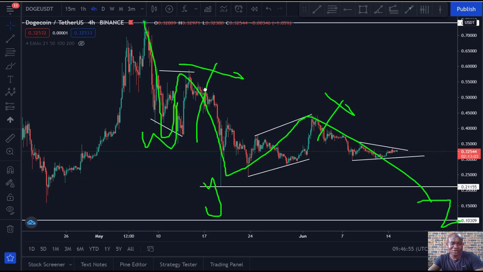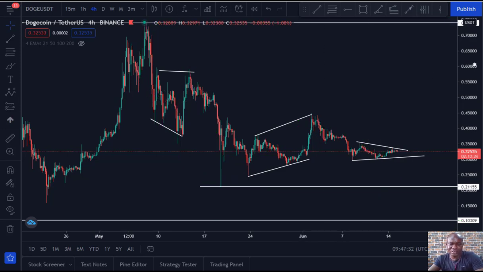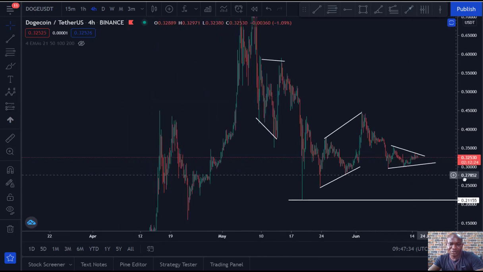So that is what might happen for this wave to be completed, because in a corrective structure, we only have 3 wave or 5 wave. A 3 wave is only when the market is in trend, but a 5 wave correction is when the trend is completed and it's starting a bigger trend. All right, so look at it this way.